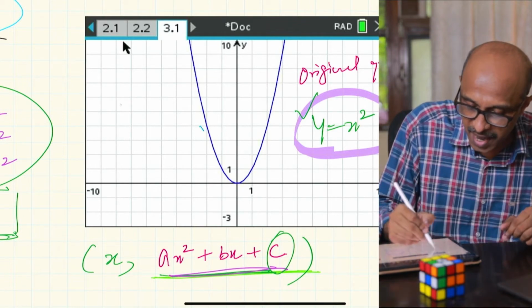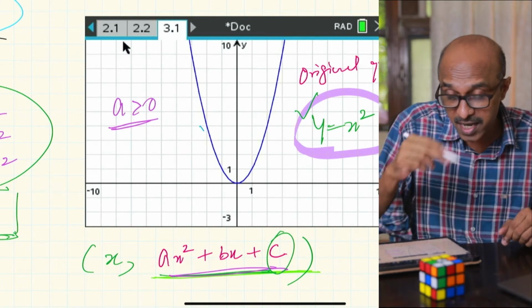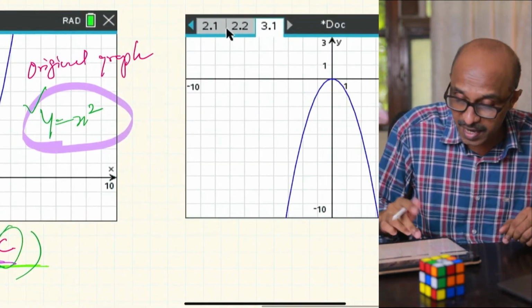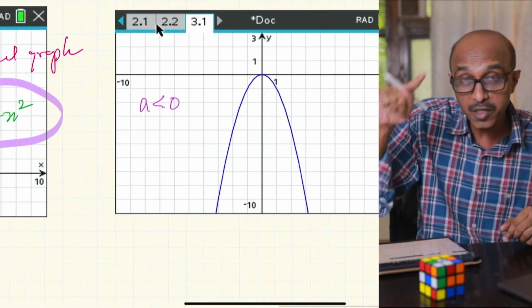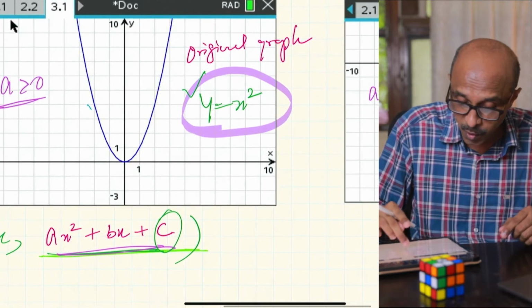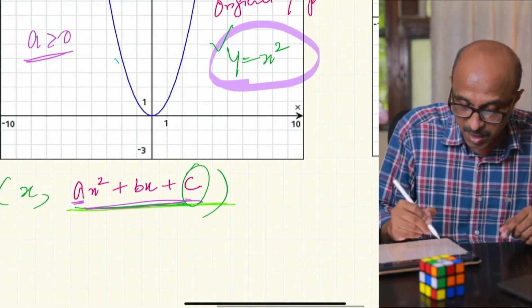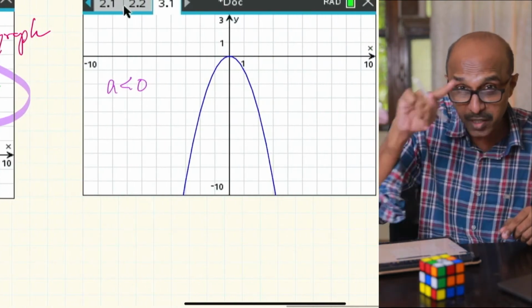Now let's make some observations about this parabola, or the quadratic curve. The first thing is that when a is positive, we'll get this U-shaped parabola, whereas when a is negative, we'll get this inverted U-shaped parabola. That's the first observation. For the coefficient of x squared, whenever a is positive, you'll get a U-shaped parabola. Whenever a is negative, you'll get an inverted U-shaped parabola.